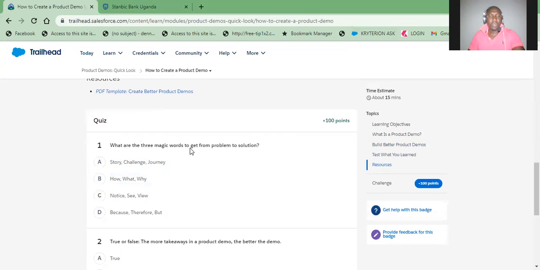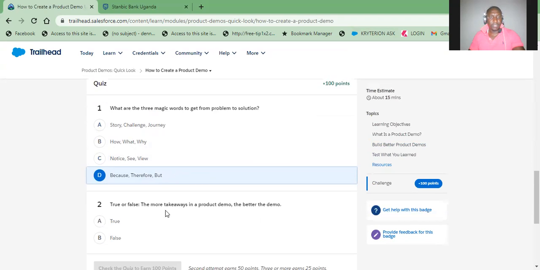What are the 3 magic words to get from problem to solution? Story, challenge, journey; how, what, why; notice, see, view; because, therefore, and, but. The right answer here is D. What are the 3 magic words to get from problem to solution? Because, therefore, but. D is the correct answer.